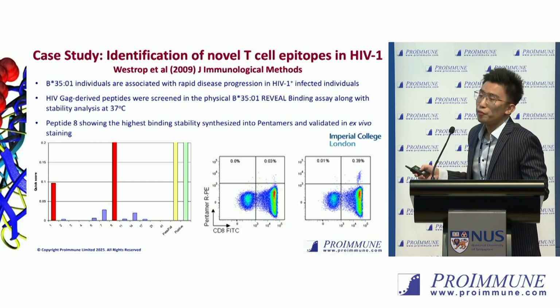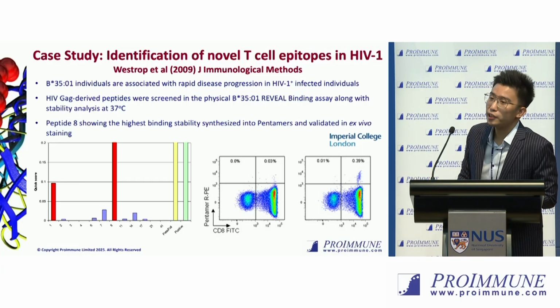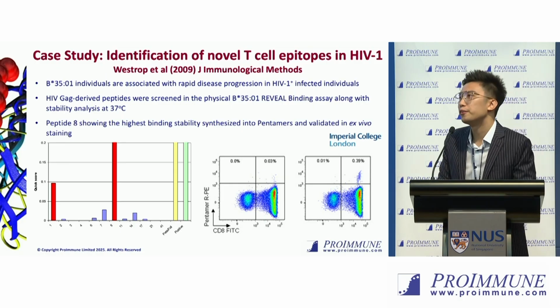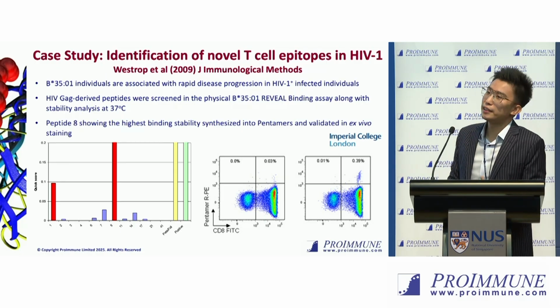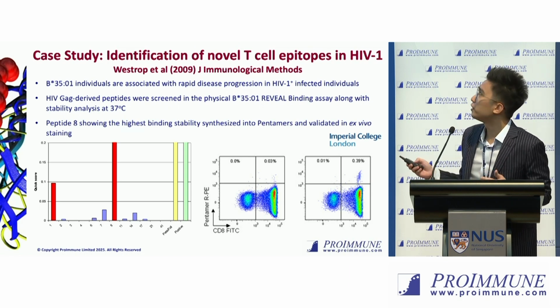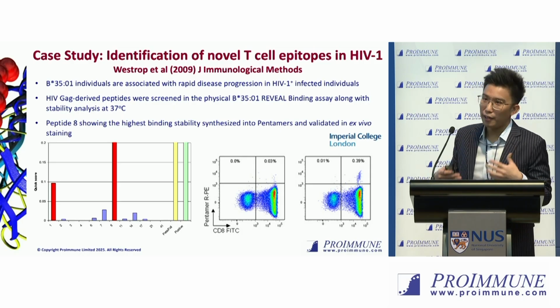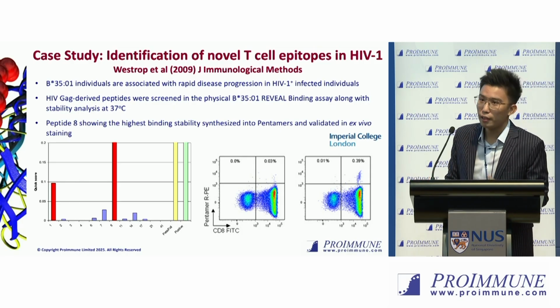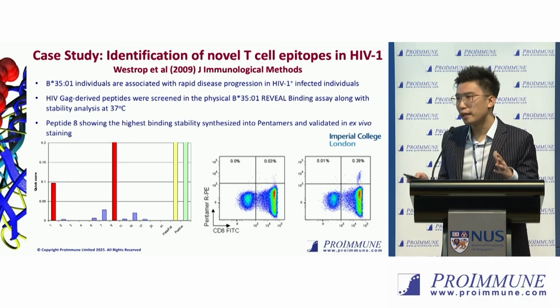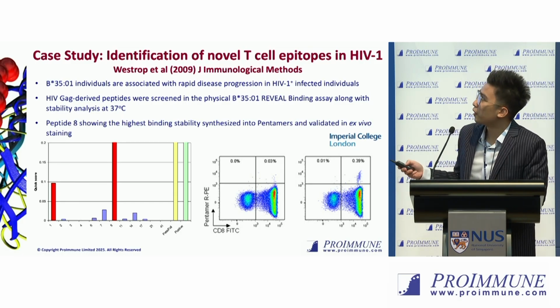So this is a case study with Imperial College London, where they were working on the identification of novel T cell epitopes in HIV. Sharing a backstory, the B5701 allele is a protective allele for HIV-infected individuals, who do not experience rapid disease progression. On the flip side, B3501 individuals do experience rapid disease progression when they are infected with HIV. So here it's important to understand the HIV GAG target, because a broad GAG response will allow a low viral burden. That's why it's important to understand which are some of the immunodominant epitopes from these HIV GAG-derived peptides.